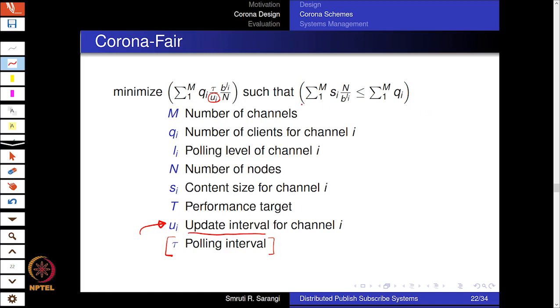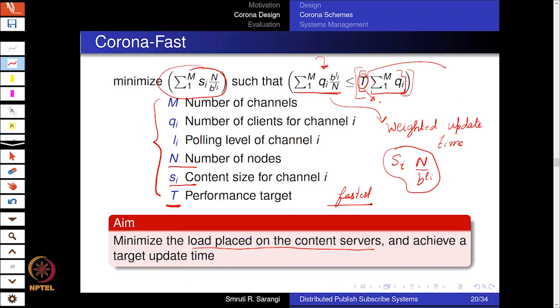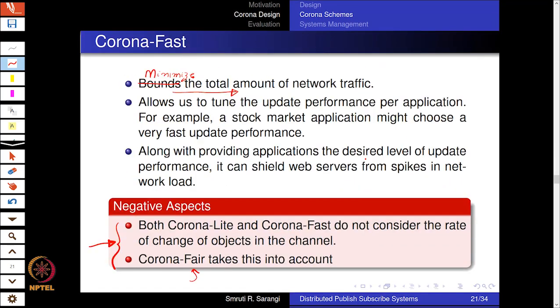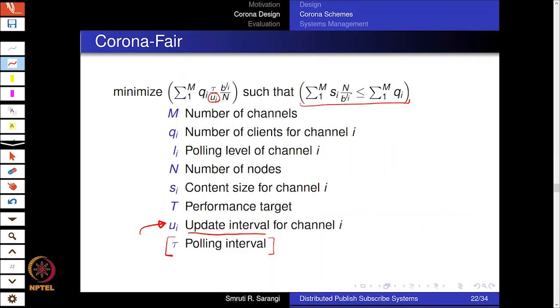And this is our regular bandwidth constraint which we had in Corona Lite if I were to show you. So it's the same constant that we had over here, which is what we have over here. So this remains the same. The only addition is the update interval. So we are using two terms here, update interval and update time. So update interval is a property of the channel and the channel only.